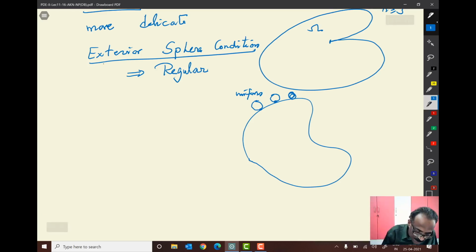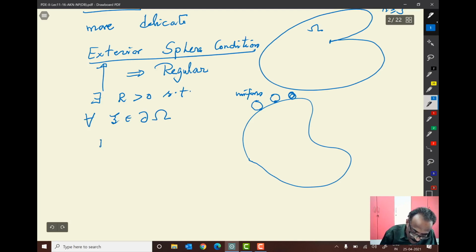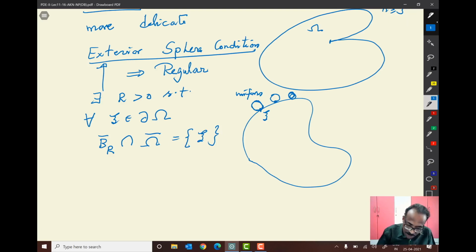That means the exterior sphere condition says there exists R positive such that for all psi on the boundary of omega, you look at the ball of radius R, and then you take its closure. So it touches at the closure. The intersection with omega bar is this singleton. That means only at this point psi you can put this ball, and this ball is uniform. R works everywhere.